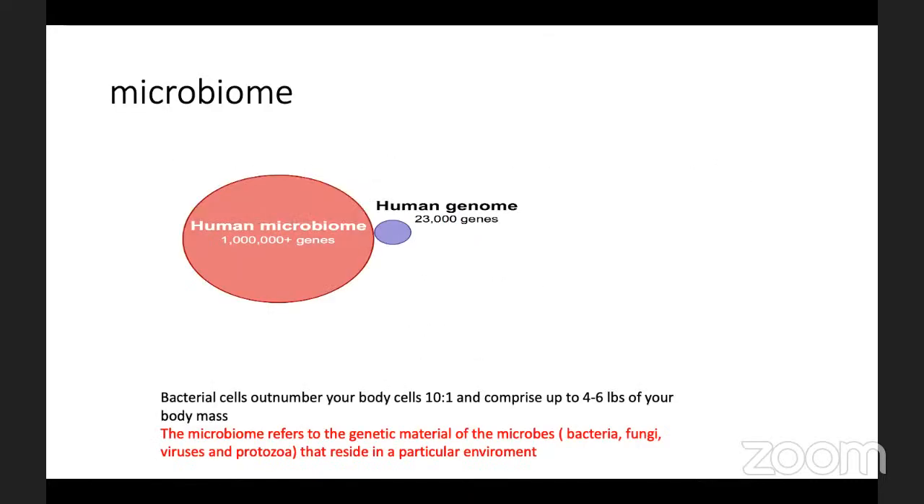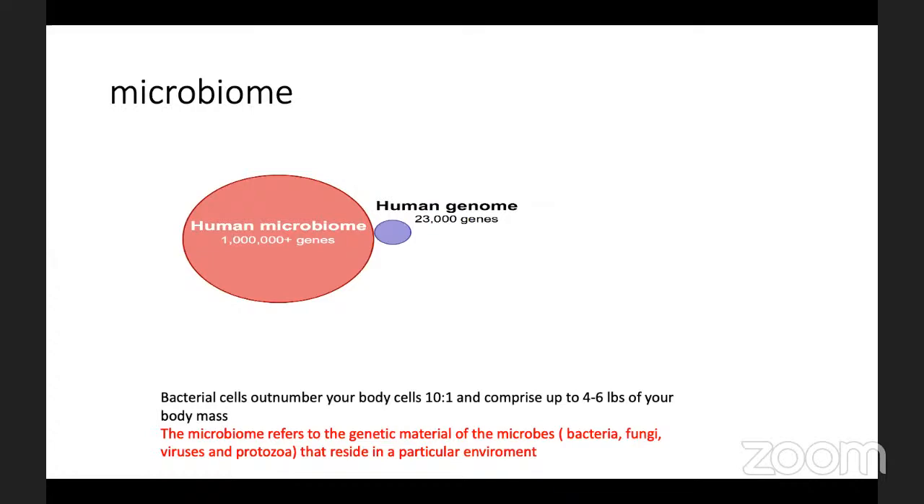When we talk about the microbiome, we are basically referring to the genetic material of microbes that reside in a particular environment. So when we talk about the human microbiome, we're basically talking about the genetic material of microorganisms that reside in the human environment. Those microorganisms include bacteria, fungi, viruses, and protozoa.